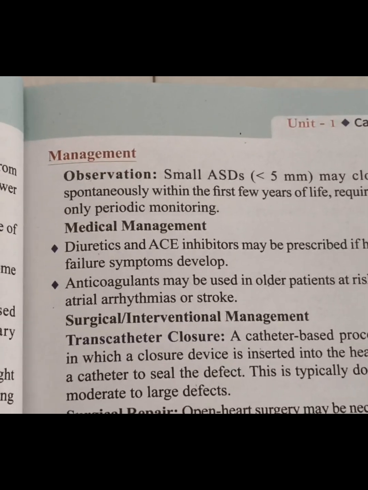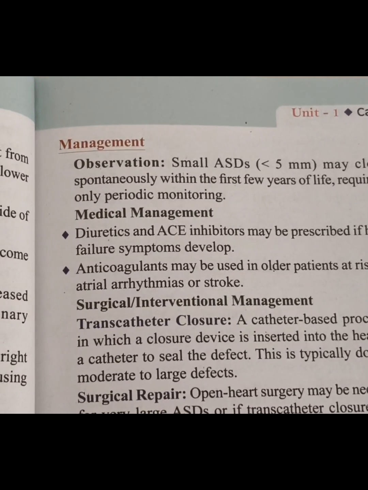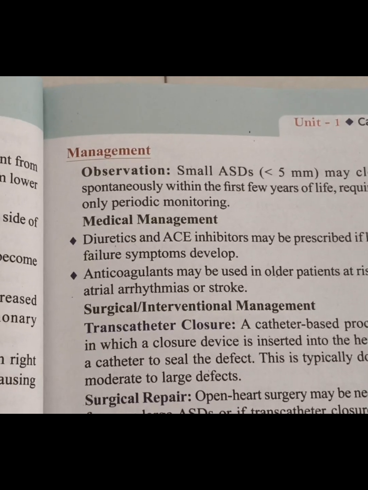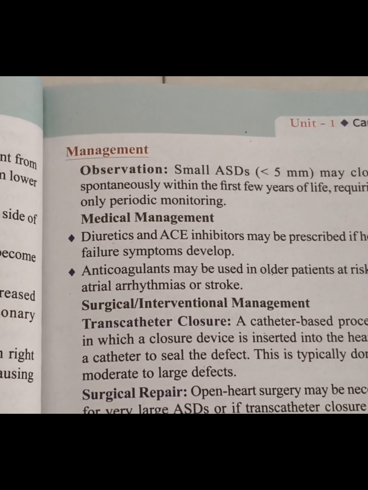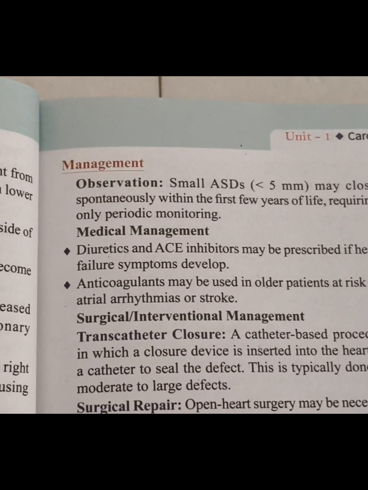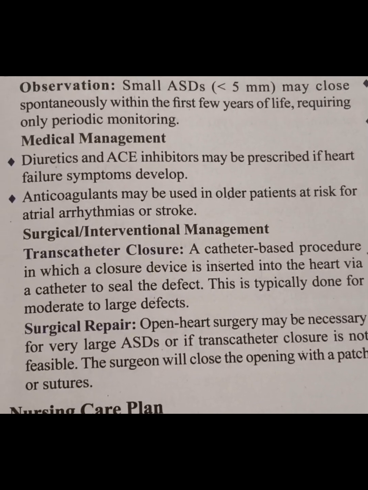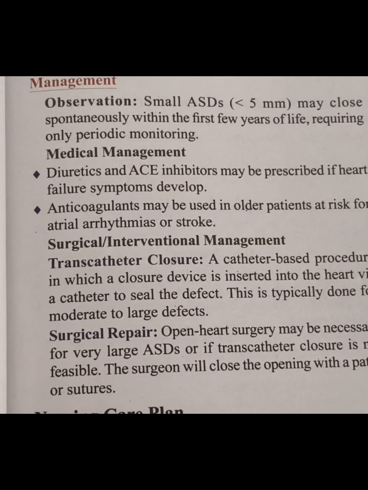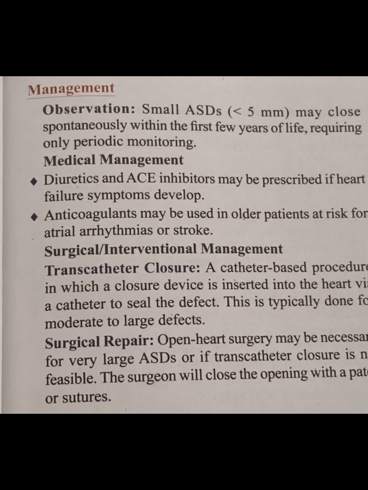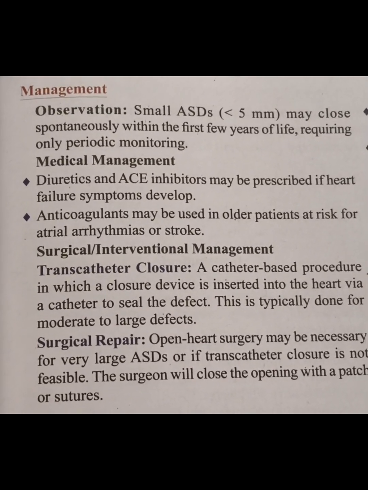Understood. Next, anticoagulants. Anticoagulants reduce the risk of atrial arrhythmias or strokes. Anticoagulants like warfarin and heparin are some examples of medical management. Next one, surgical management. Open heart surgery may be necessary for a very large ASD where transcatheter closure is not feasible. The surgeon will close the opening with a patch or sutures.